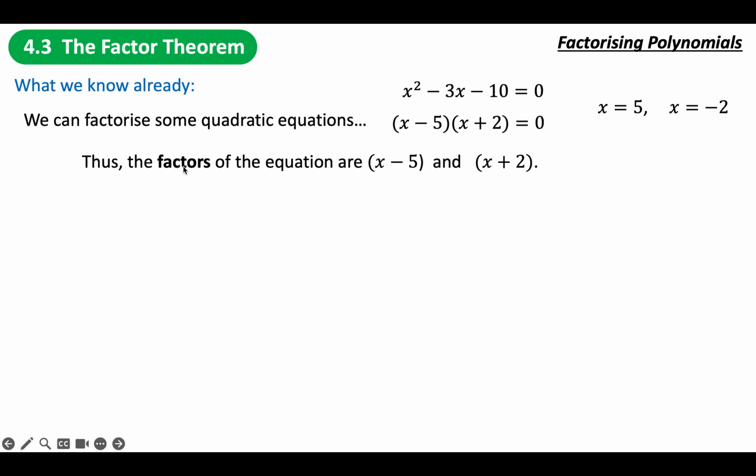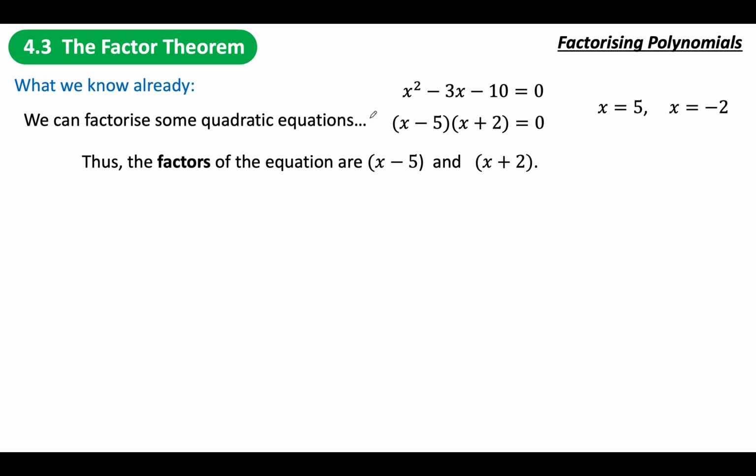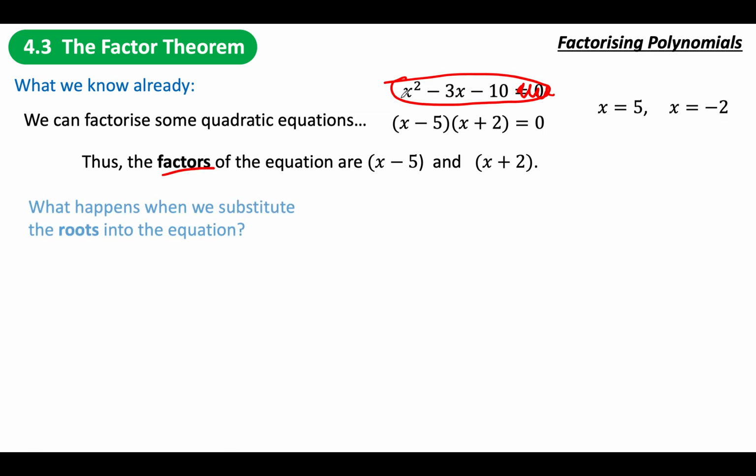Thus, the factors, the things that divide my original expression over here... I need a pen. Let's get a pen. There we go. So the things that divide my original expression, not that bit, let's just talk about this bit, are x minus 5 and x plus 2, because look, you can multiply them together to get it. So they are factors. Okay? Remember, factors divide things. Right?